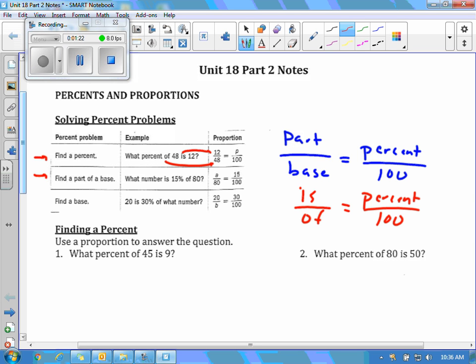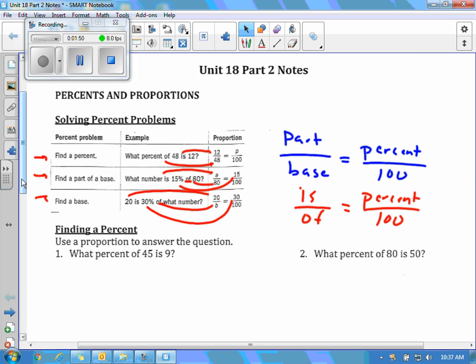For the next one, you're finding a part. It says what number is, so that's why we have our variable there. We don't know what we're looking for. 15% goes up top, and 80 goes on the bottom because it's got the word "of." The last one is finding a base. It says 20 is, so that's on top, and 30% is on top on the other side. And it says of what number. We don't know what number, so it goes on the bottom as a variable.